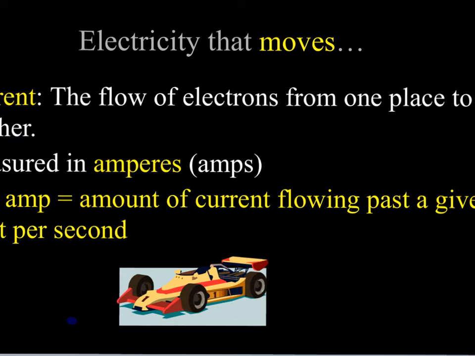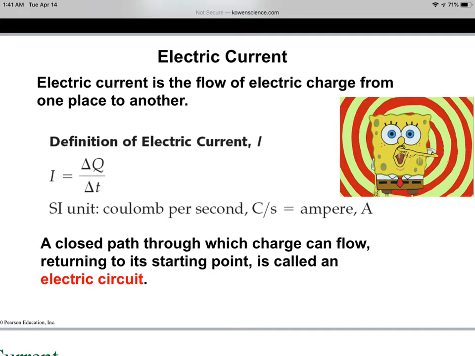This is measured in amperes, abbreviated amps. So the amp is the amount of current flowing past a given area per second. Electric current is the flow of an electric charge from one place to another. It's defined as I, and the unit is coulombs per second. And we have our formula right here, where we have our electric current equaling our change in charge over time.